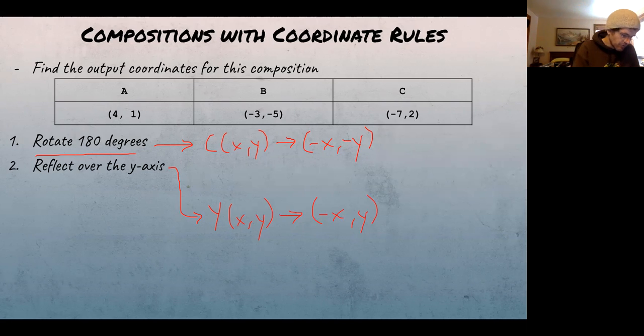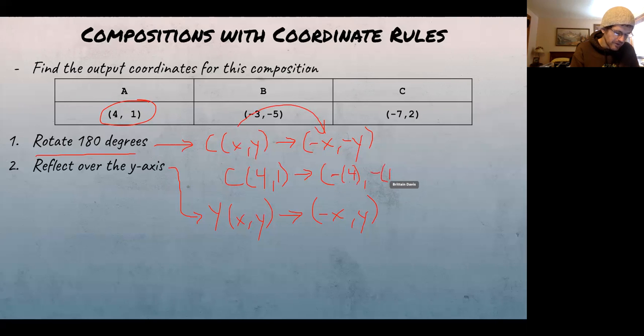I'm going to go ahead and use 4, 1 for my input coordinate. So the first thing I want to do is rotate it 180 degrees, which means I'm going to use my first coordinate rule. C of 4, 1 means, well, I just take my input. Remember, you take your x and you just plug it in for x. So this is going to be negative 4 and negative 1, which, I mean, you don't have to do it in 2 steps. That's negative 4, negative 1. This is A prime.